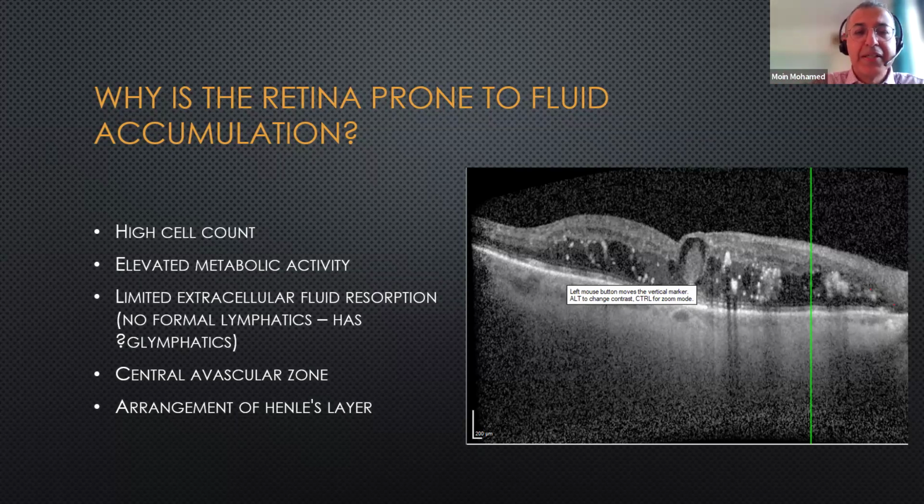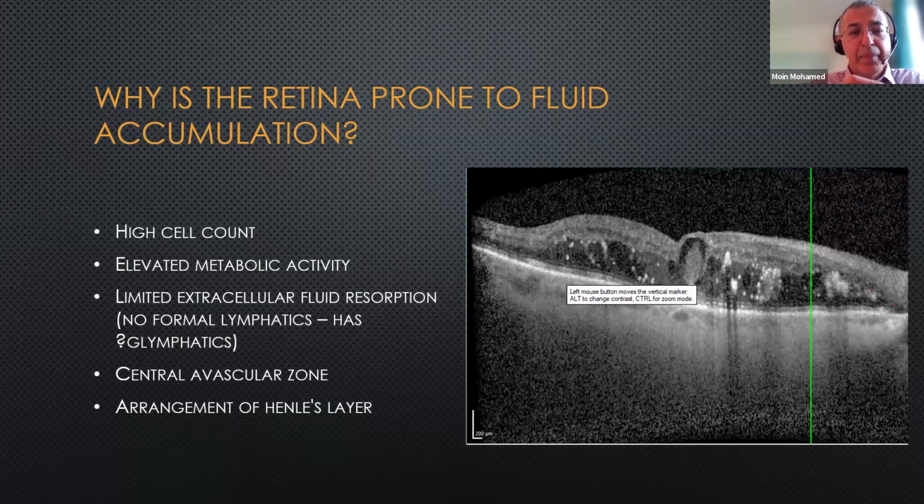There's something about the elevated metabolic activity. It's often said that the retina just functions on the border of hypoxia. So many things can just tip the balance. A slight increase in hypoxia or slight reduction in oxygenation can really upset the balance and cause problems with vision.